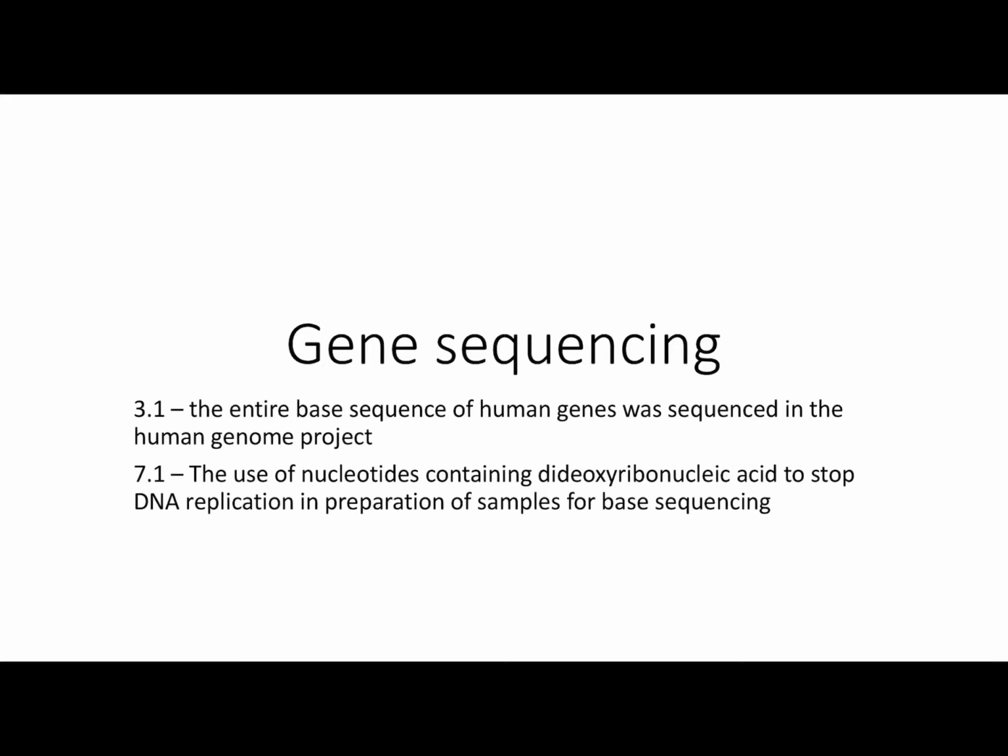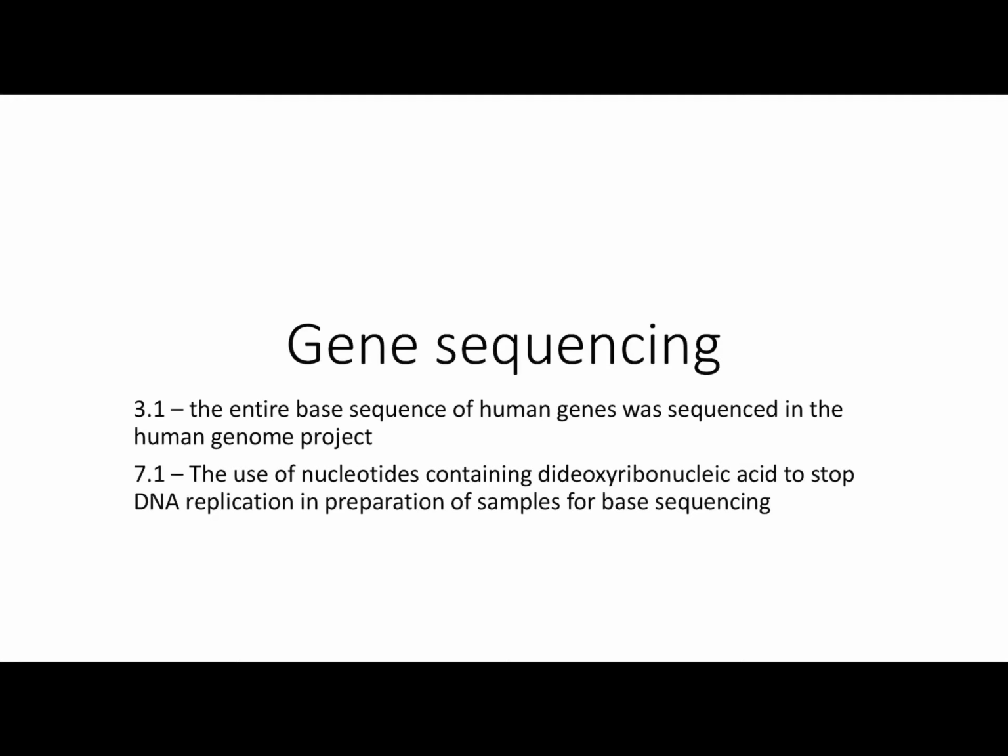In this presentation, I will be talking about how genes are sequenced, and the syllabus points are: in 3.1, the entire base sequence of human genes was sequenced in the Human Genome Project, and in 7.1, the use of nucleotides containing dideoxyribonucleic acid to stop DNA replication in the preparations of samples for base sequencing.